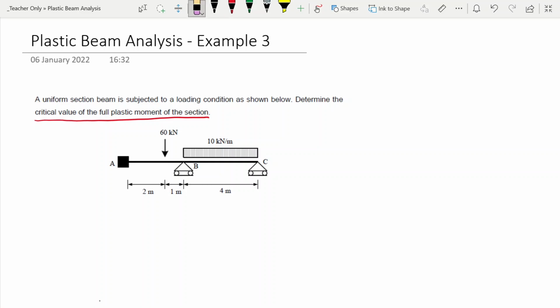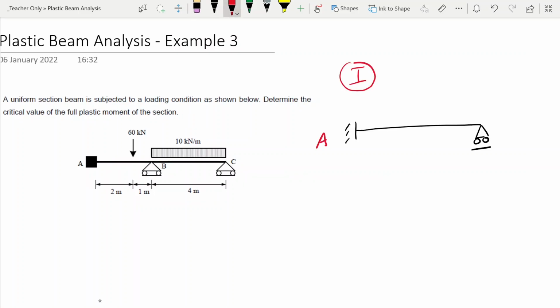that we need to put in this section so it resists these loads. This is a very similar problem to before, but at the end it has a little detail that we have to address. So let's first talk about collapse mechanisms. In this particular case, we're going to consider two of them. The first one is a collapse mechanism in span AB. So it will occur only in span AB, and we'll have a plastic hinge at A, a plastic hinge underneath the load 60, and then a plastic hinge at B.